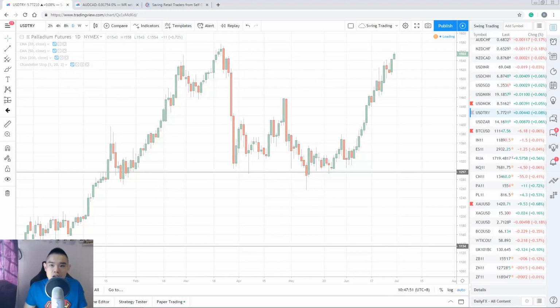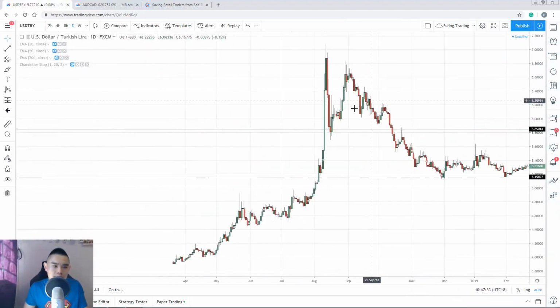Dollar against the Turkish lira. So you can see that here again, same thing.